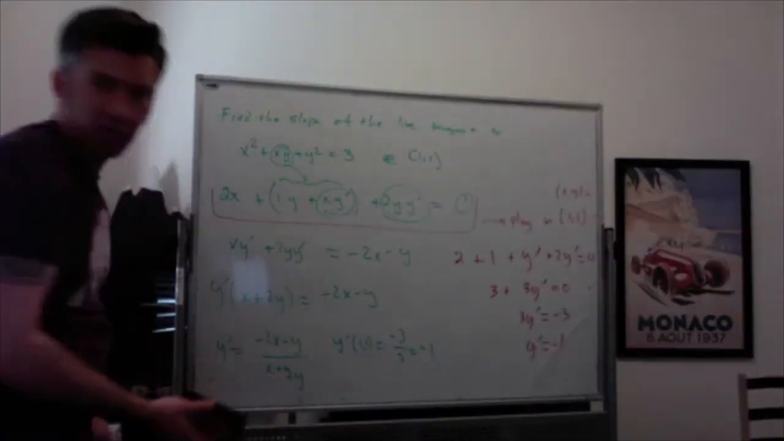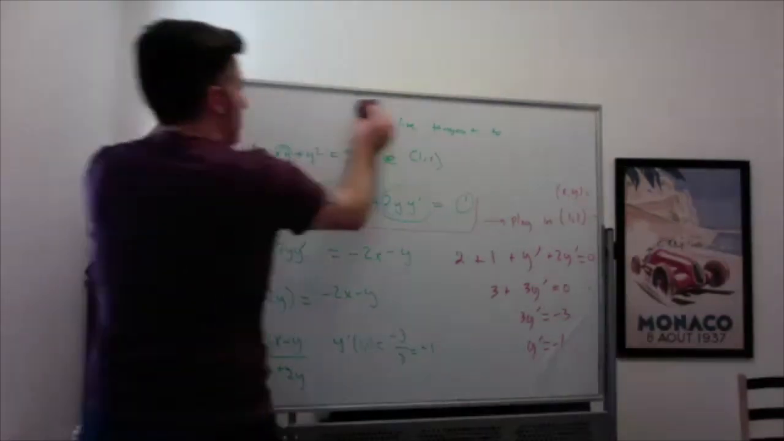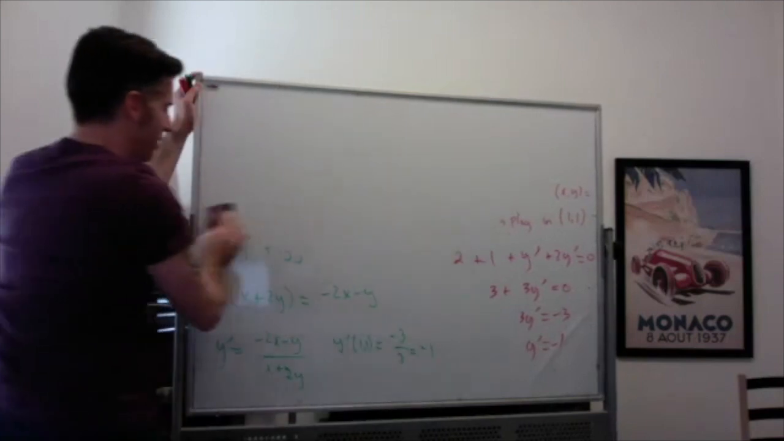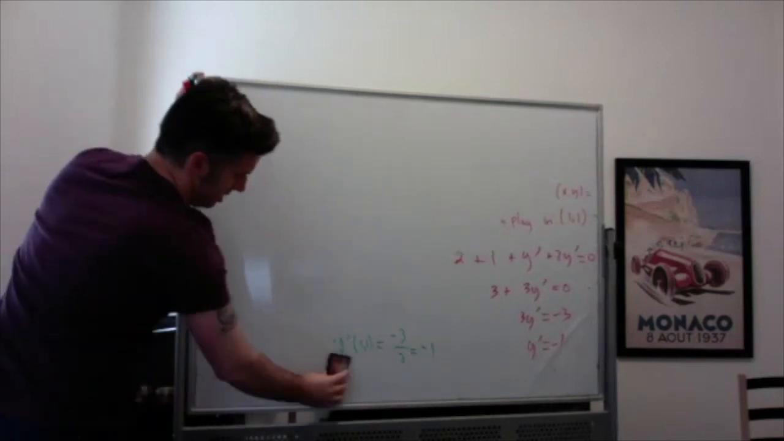So we still got 13-ish minutes. Let's do 1 or 2 related rates problems. Related rates, also just the chain rule. It's a lot of chain rule.